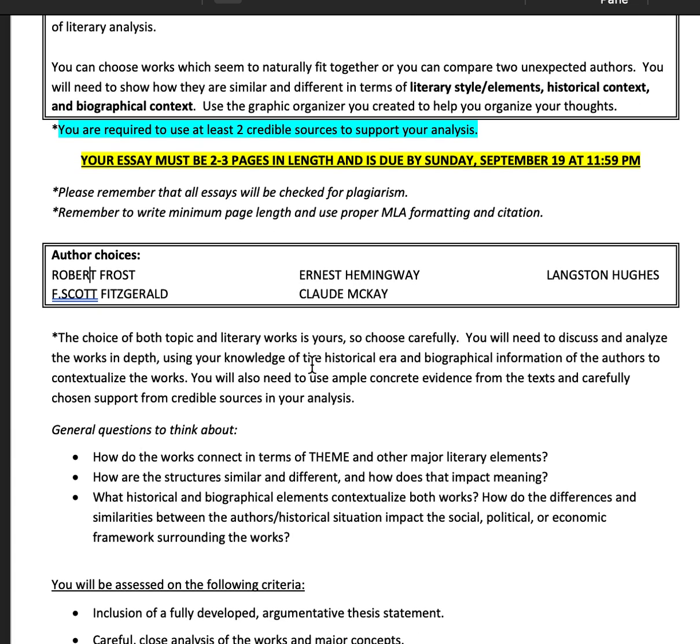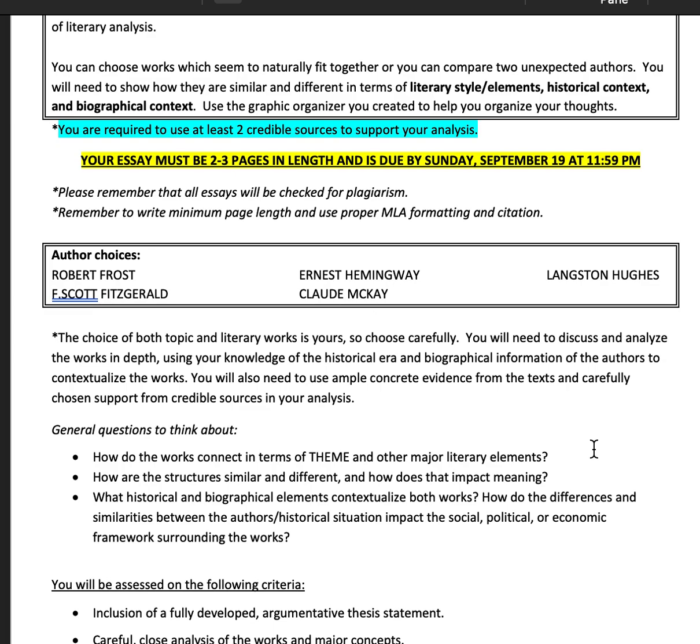So, for example, if you wanted to think about things like the themes of the different works and how they compare or contrast, how they're similar or different. Say I wanted to do Frost and Langston Hughes. I might talk about the idea of isolation, that Frost in a certain poem talks about isolation and Langston Hughes talks about isolation.